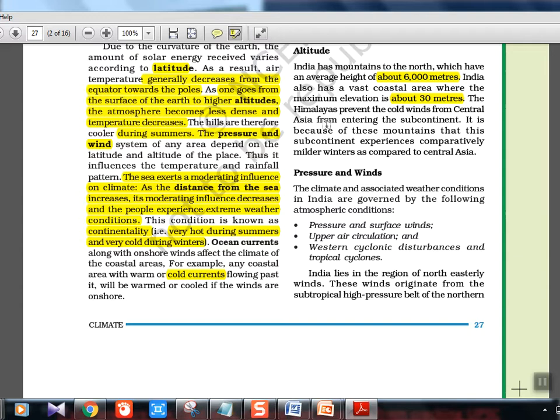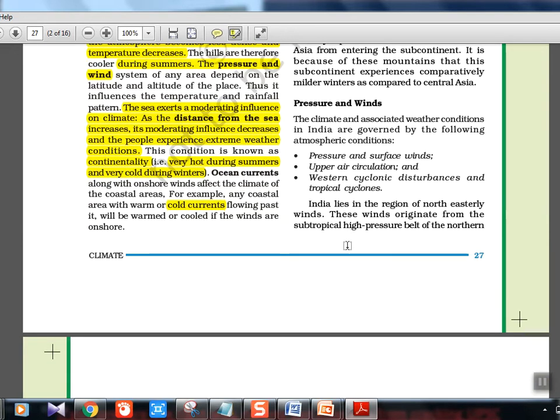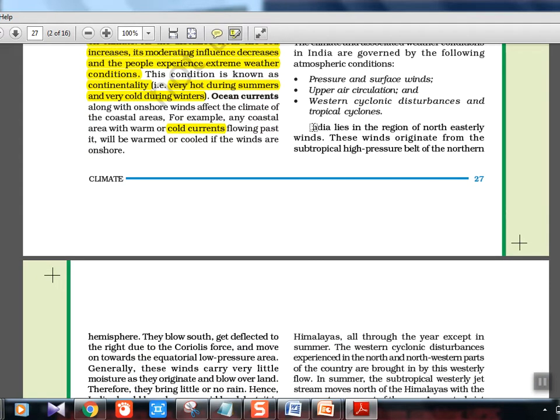The Himalayas prevent the cold wind from Central Asia, I already told you. So that's about altitude. Now pressure and wind. Pressure and surface wind, upper air circulation, western cyclonic disturbances, a lot of different types of wind are also flowing in India. India lies in the region of northeasterly winds. Okay, India's location itself on the globe is in the northern hemisphere and also in the eastern hemisphere. So the northeasterly winds, and how is the wind named?